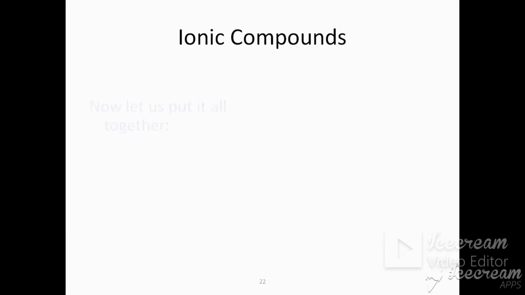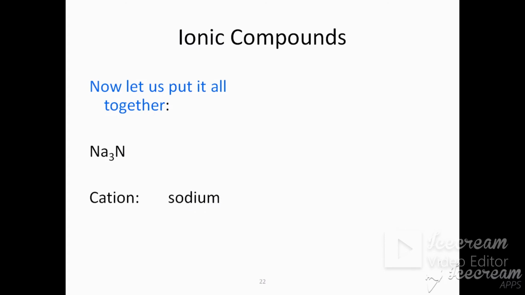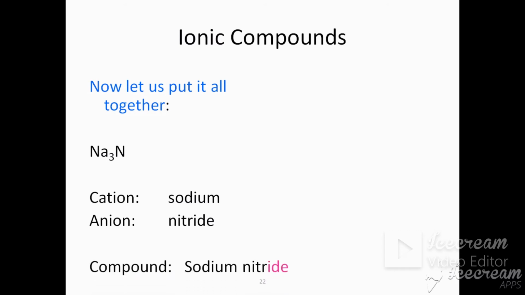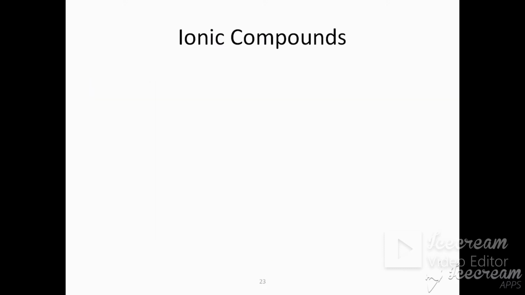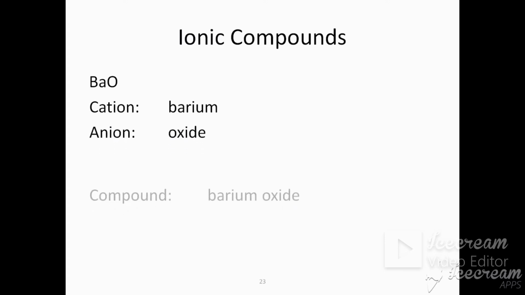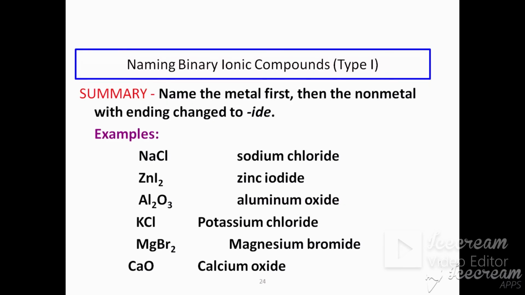Ionic compounds. Now let us put it all together. Na3N: cation sodium and anion nitride. Compound: sodium nitride. Ionic compounds. BaO: cation barium, anion oxide. Compound: barium oxide.